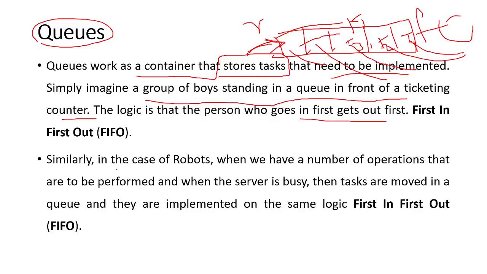That's what the author is telling here, and this is the job done by a queue. Similarly, in the case of robots, when we have a number of operations or tasks to be performed and the server is busy, those tasks will be moved into a queue and implemented in first in first out order. Basically it is used by the server to process the tasks. Clear? Even you have learned this in operating systems. The CPU maintains a queue in order to schedule the processes that have been assigned. Exactly the same scenario here.